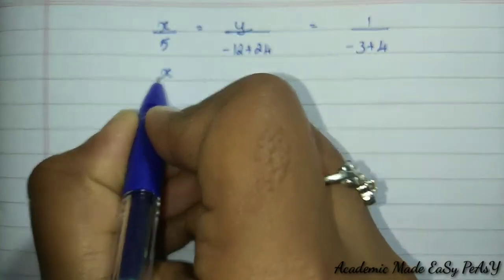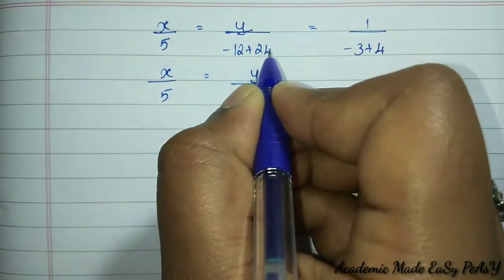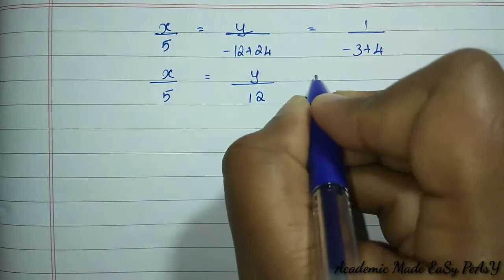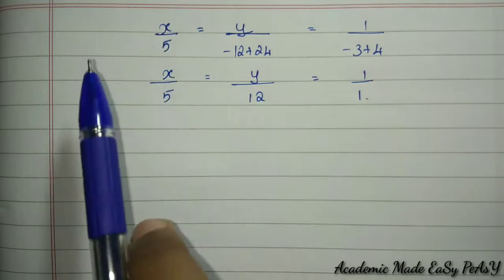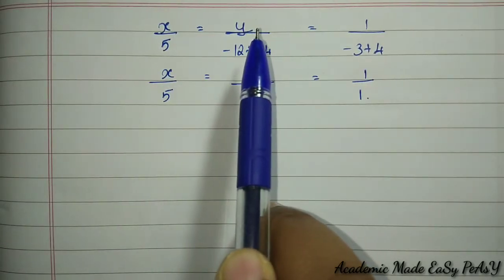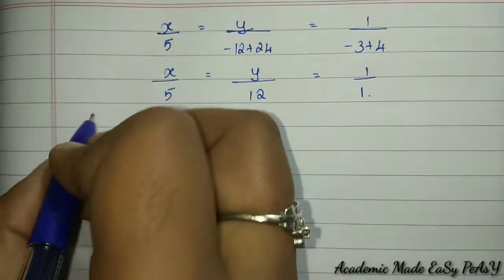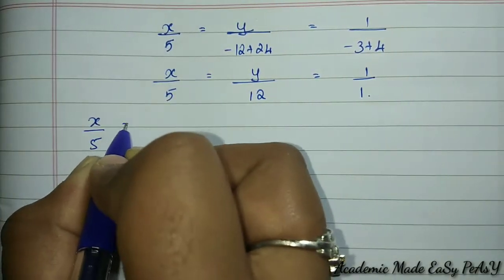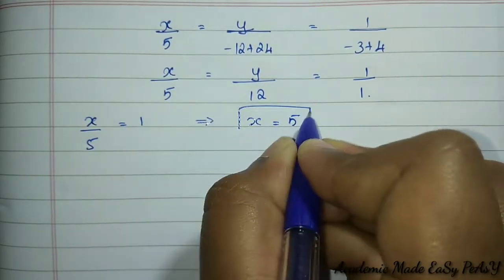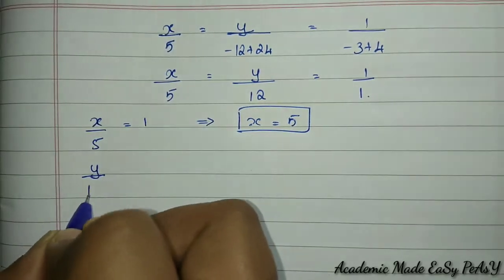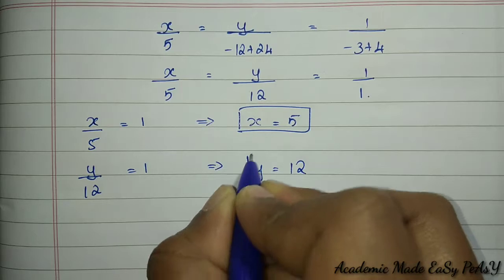So now x divided by 5 is equal to y by 12, which is equal to 1 by 1. So now I will be just equating: x by 5 is equal to 1 and y by 12 is equal to 1. So x by 5 is equal to 1, which implies x is equal to 5. And y by 12 is equal to 1. This implies y is equal to 12.